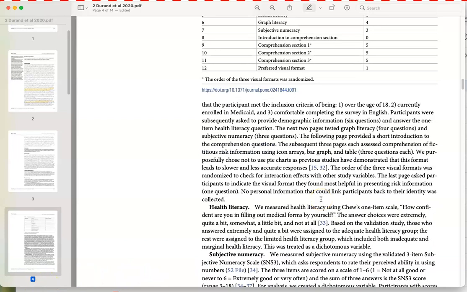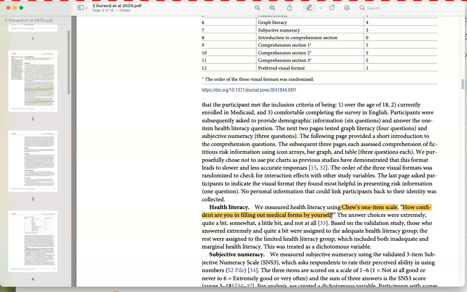In connection with health literacy, the study measured using the choose one item scale: how confident are you in filling out medical forms by yourself? Even some of the most educated people wonder what this means. It could be a medical term that you don't even know. Oftentimes that's what happens, there's a medical term out there that we don't know. So, taking a look at that.